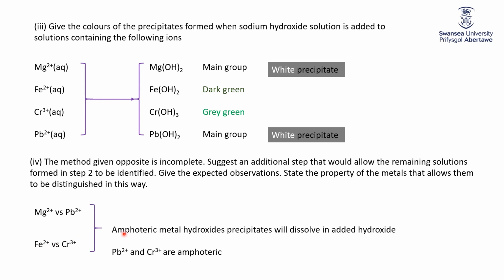And the answer is that you take your precipitate and you add in some more hydroxide, because as we discussed for aluminium in a previous question, if you have an amphoteric metal hydroxide, then it will dissolve as you add excess hydroxide, and both lead and chromium are amphoteric. So in other words, if you've got a white precipitate and you keep adding hydroxide and it doesn't dissolve, it's magnesium. If it does dissolve, it's lead. If you have a green precipitate and you keep adding hydroxide, it doesn't dissolve, it's iron. If it does dissolve, it is chromium.